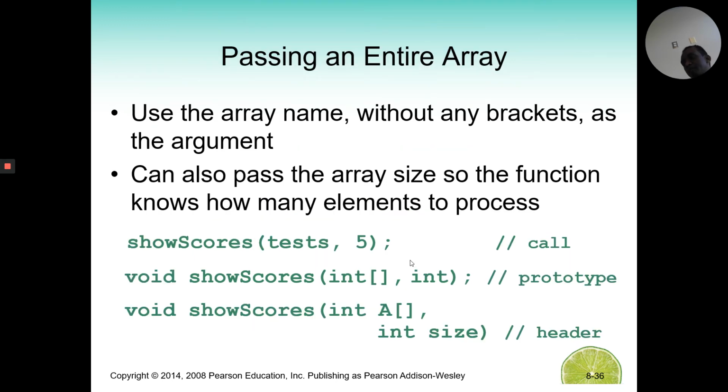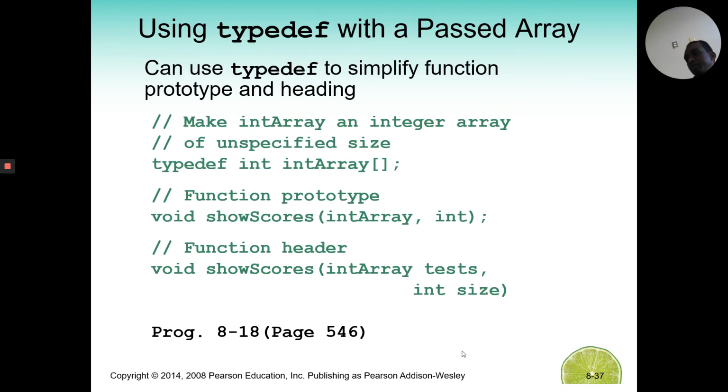Passing an entire array, so use the array name without any brackets as the argument. You can also pass the array size to the function. The function knows how many elements to process. So here you have show scores tests and then 5, and then this is the function itself. So void show score int, and then here you're saying the size. Show scores int, and then the array, and then int size will be the header.